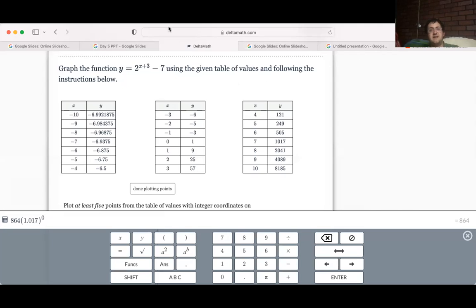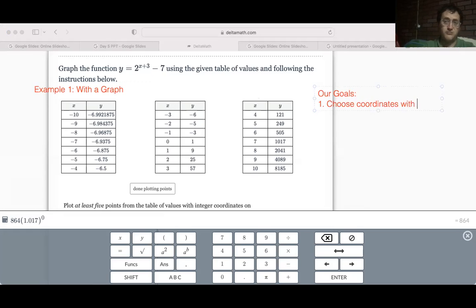All right. So we are going to be doing our first example here. So we'll call this example 1. And this is with a graph. They give us lots of data, but our goal to make this as easy as possible is to choose coordinates with whole numbers. We like whole numbers rather than funky decimals when we graph them.